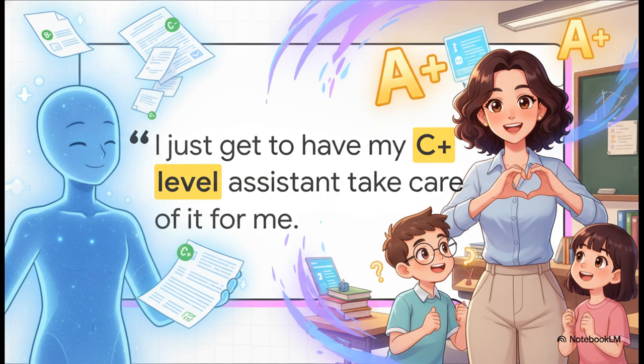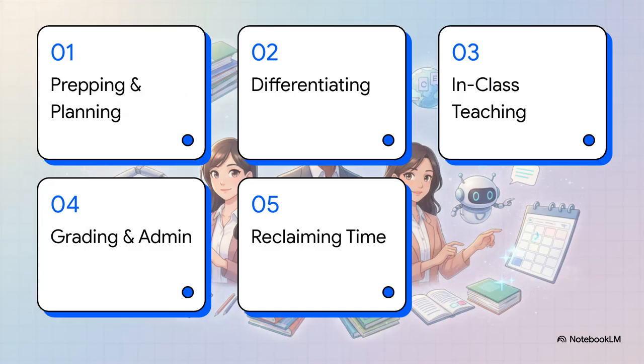for what actually matters. To make this super actionable, we've organized these 15 tools into the natural phases of your day. Think of this as your roadmap to solving your biggest time drain problems. 1. Prepping and planning lessons. 2. Differentiating for every student. 3. In-class interactive teaching. 4. Grading, feedback and admin. And finally, number 5, reclaiming your personal time.